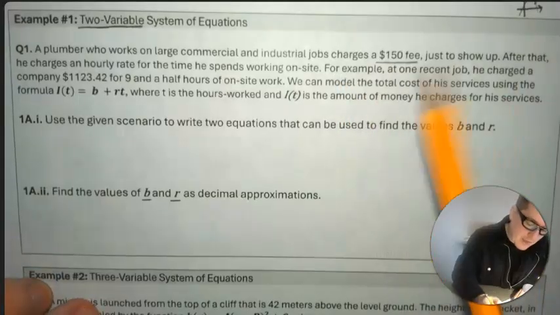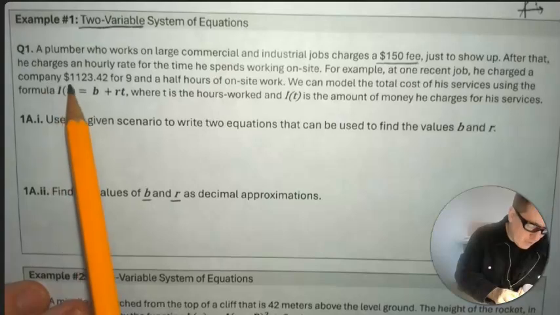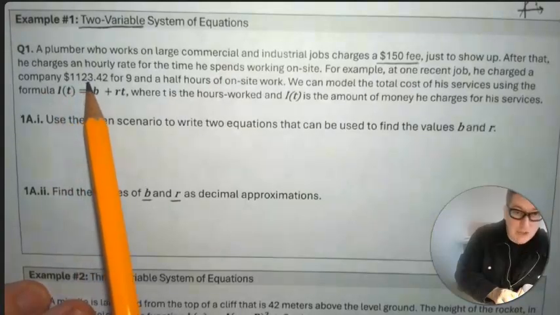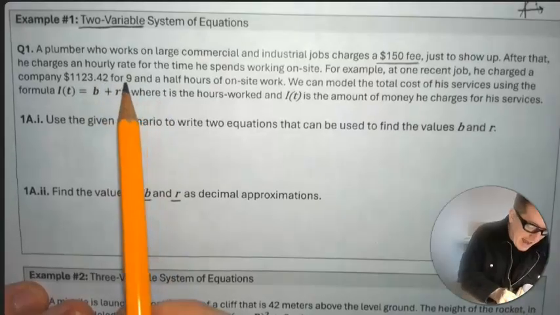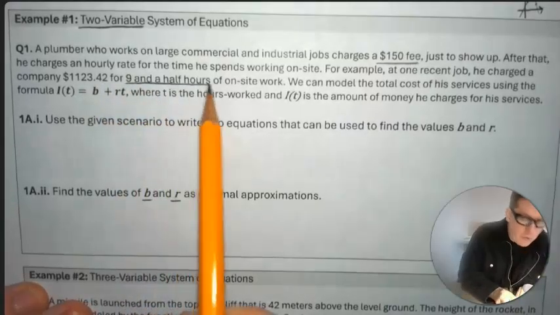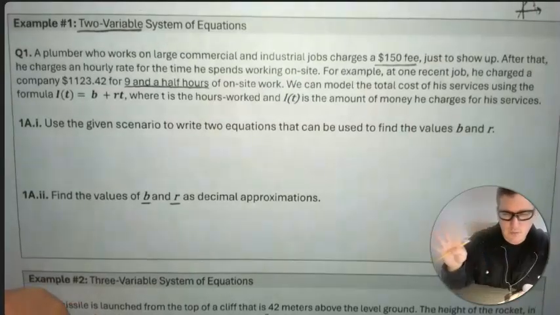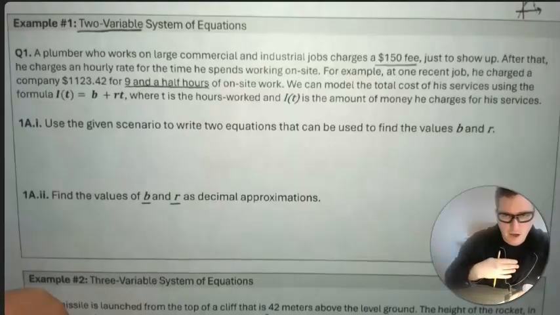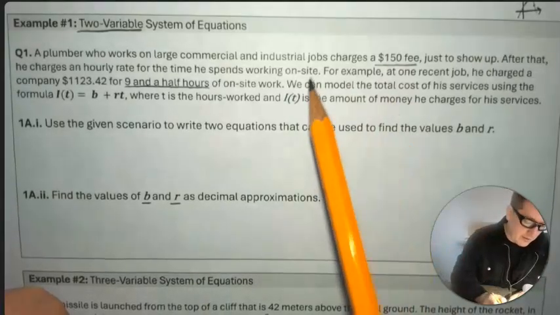For example, at one recent job, he charged a company $1,123.42 for a 9.5 hour work job. Just by reading it, I already see 2 points. I see the beginning and the end. I see a cost if he just shows up, and I'm seeing a cost of him being there for 9.5 hours. Now let's read what they're telling us.